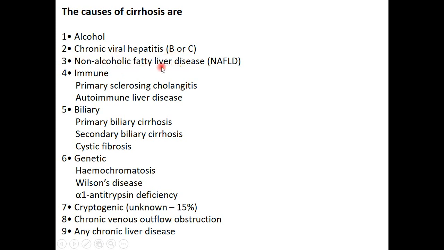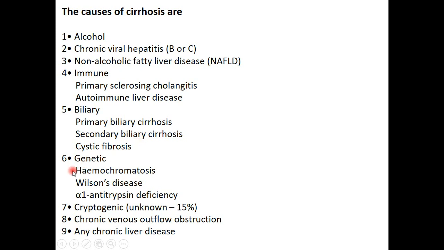Non-alcoholic fatty liver disease is the third important cause of liver cirrhosis. Immune causes, for example, primary sclerosing cholangitis and autoimmune hepatitis, autoimmune liver disease. Biliary causes, for example, primary biliary cirrhosis or secondary biliary cirrhosis and cystic fibrosis. Secondary biliary cirrhosis, for example, occurs with trauma to the biliary passages during exploration of the common bile duct during surgery. It may lead to fibrosis and scarring with later on secondary biliary cirrhosis.